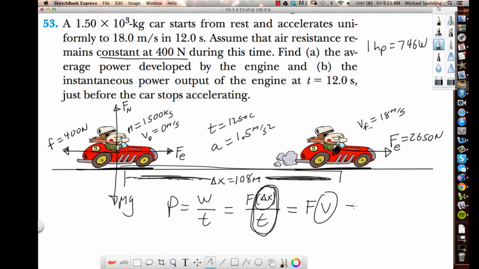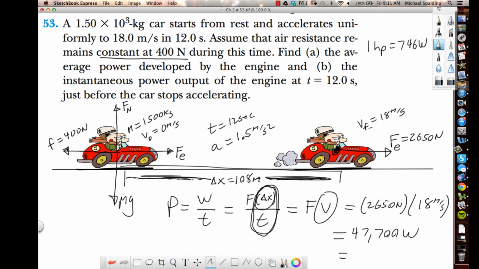Do we know precisely the velocity at this moment? Yeah. So if we go force times velocity, that's going to give us instantaneous power. So the force is 2,650 newtons. The velocity is 18 meters per second. So this gives an instantaneous power of 47,700 watts.